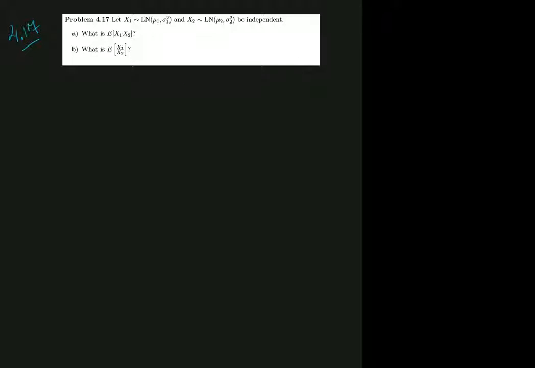Welcome to problem 417. In this problem, we consider two stochastic variables, x1 and x2. What we assume about x1 and x2, first and foremost, is that they are independent, and we denote that by this symbol here.